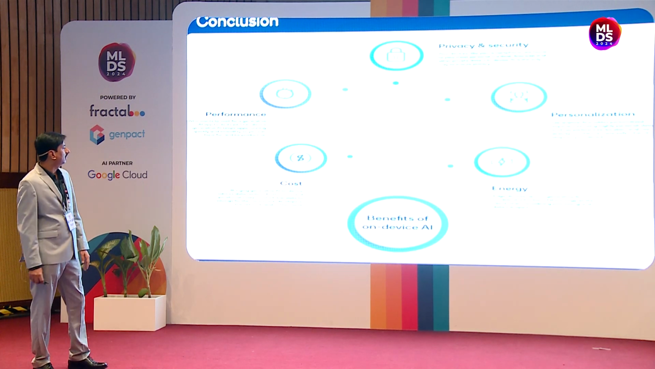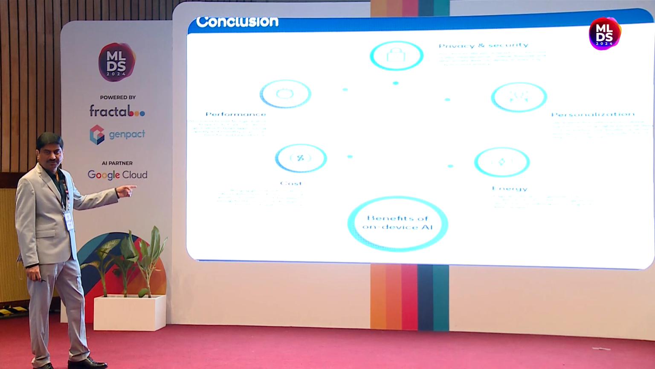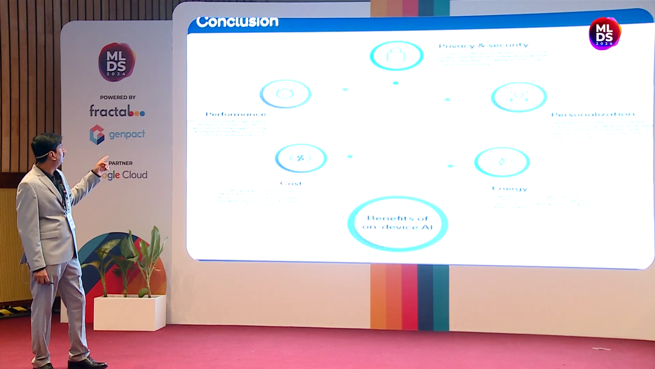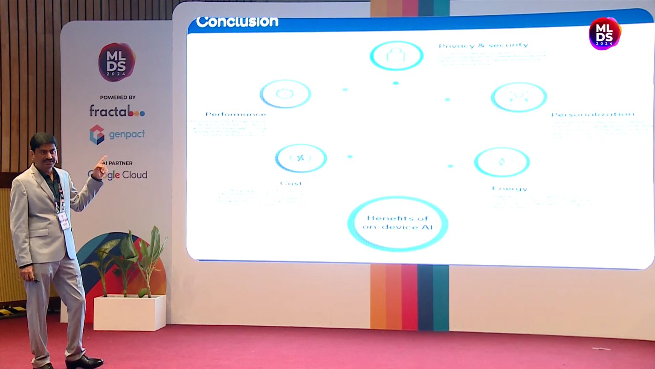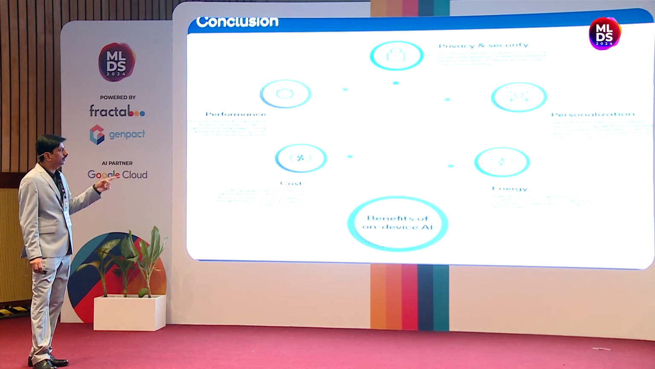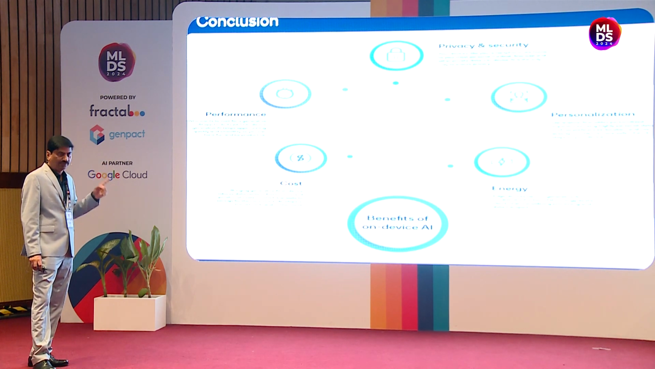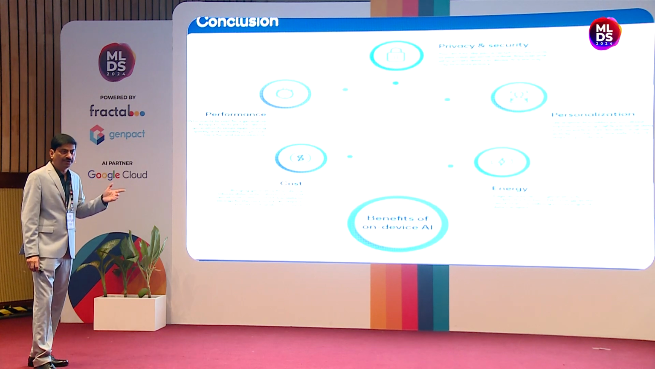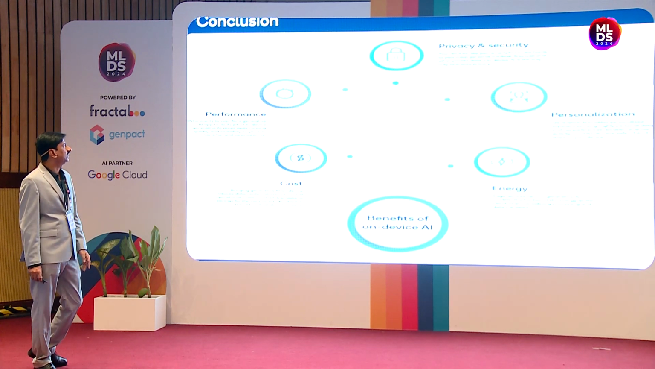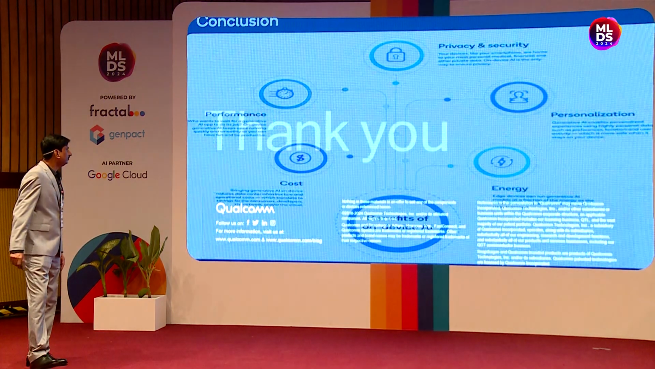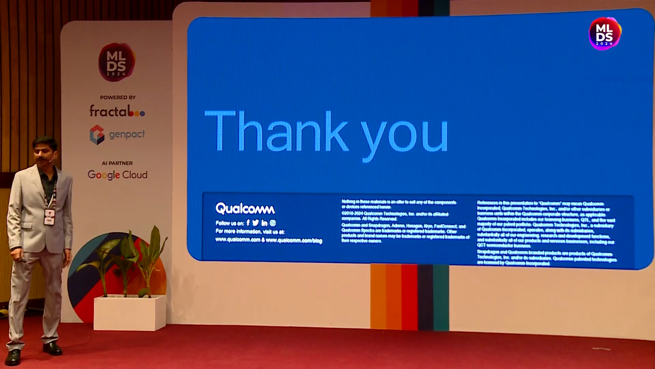What is the benefit of on-device AI? It reduces the cost because you own the hardware and don't need to pay per query. Performance will be really good because of quantization technology. Then privacy, because your data sits within your device and does not go to the cloud. Personalization is possible because your device is closely looking at all your activities, and it saves lots of energy. Thank you, so that's what I wanted to quickly cover.